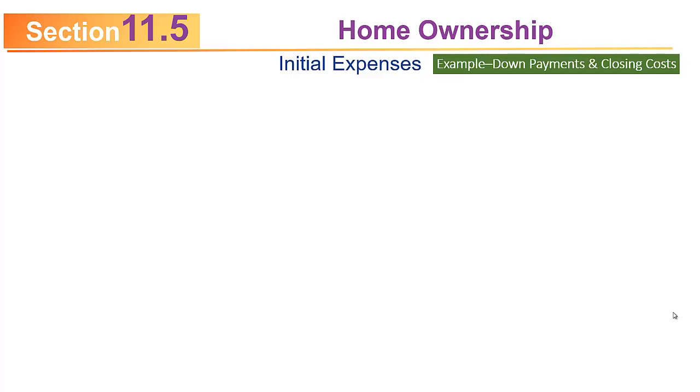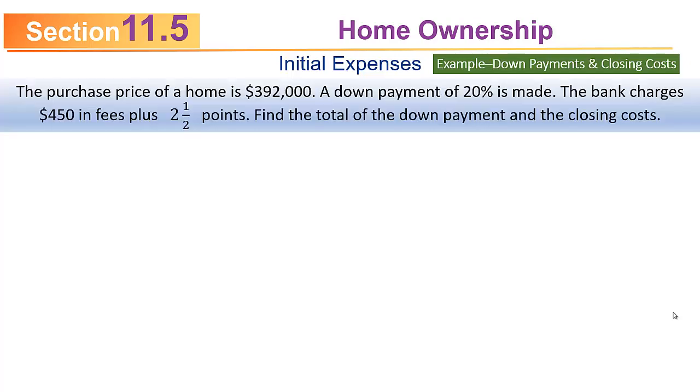Let's do an example involving down payments and closing costs. Suppose the purchase price of a home is $392,000. A down payment of 20% is made. The bank charges $450 in fees plus 2.5 points. Find the total of the down payment and the closing costs.